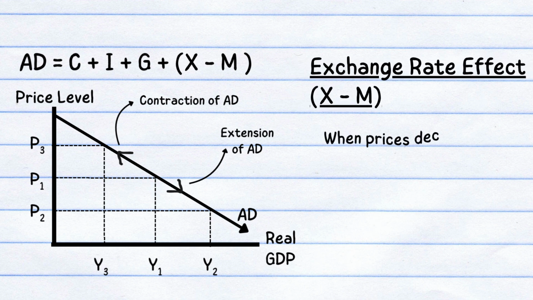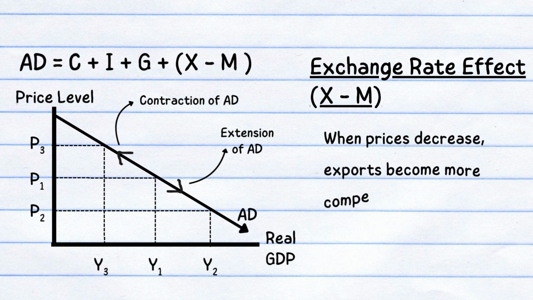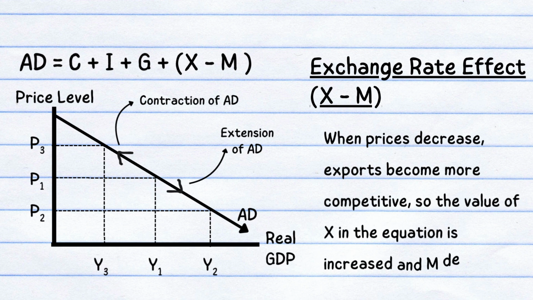Then, for the next one, we have the exchange rate effect. When prices decrease, exports become more competitive because they're cheaper, so more people want to buy their goods. So exports increase, whereas imports, because they will be more expensive, will decrease, and that will cause that part of the equation to increase, and it will increase aggregate demand.